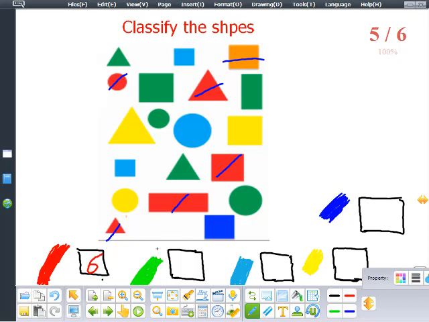The green shapes. Let's count only the green ones. Well, 1, 2, 3, 4, 5, 6. How many green shapes do we have here? 6. Excellent. Here we have 6 green shapes. Well, let's write 6. So we said we have 6 red and 6 green.